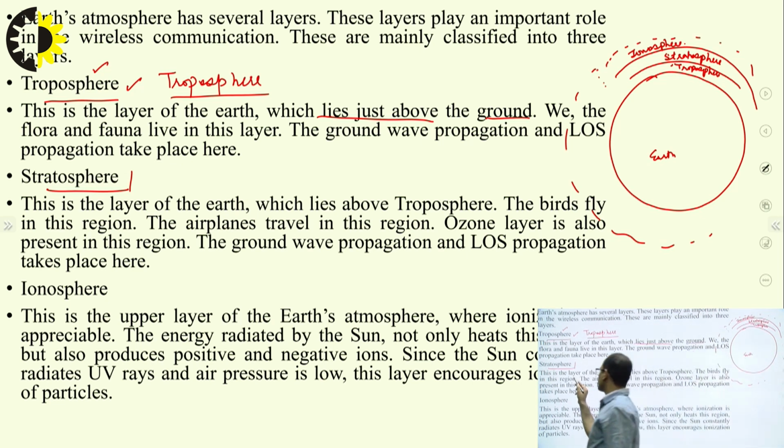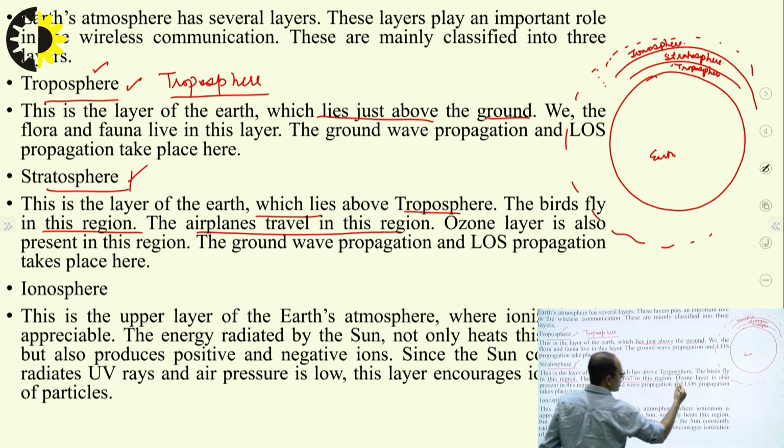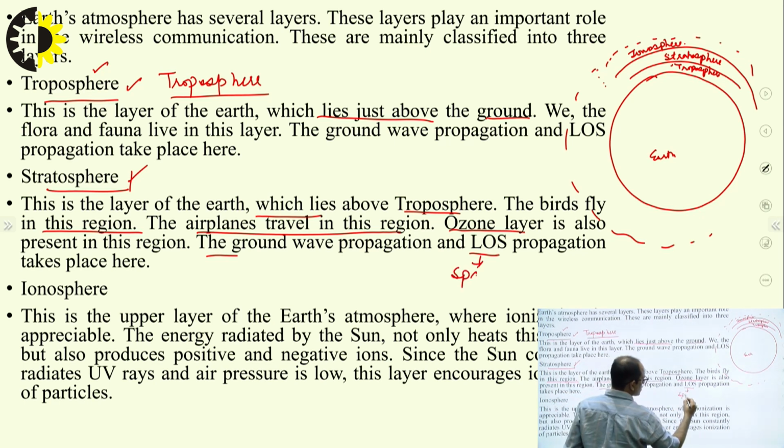This is the layer of the Earth which lies above the troposphere. Birds fly in this region, airplanes travel in this region, that is the stratosphere. The ozone layer also lies in this region. The ground wave propagation line of sight means that is space wave propagation.